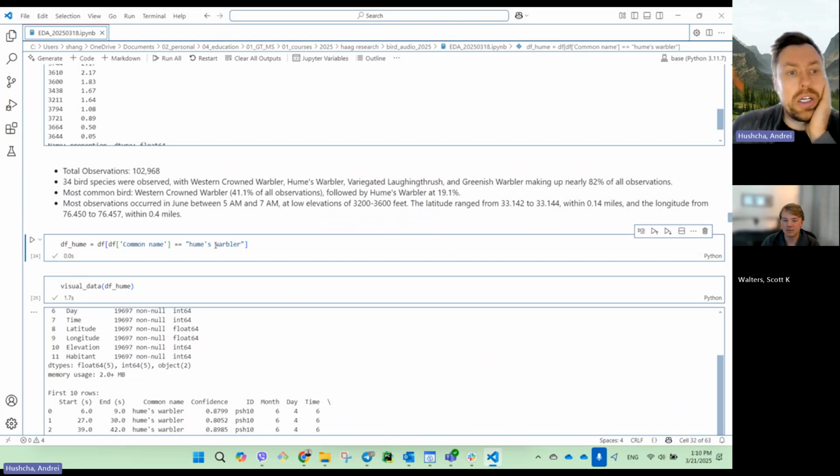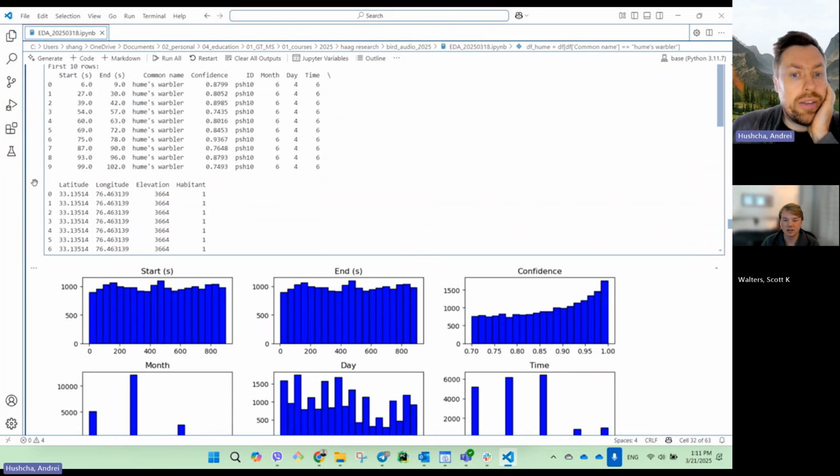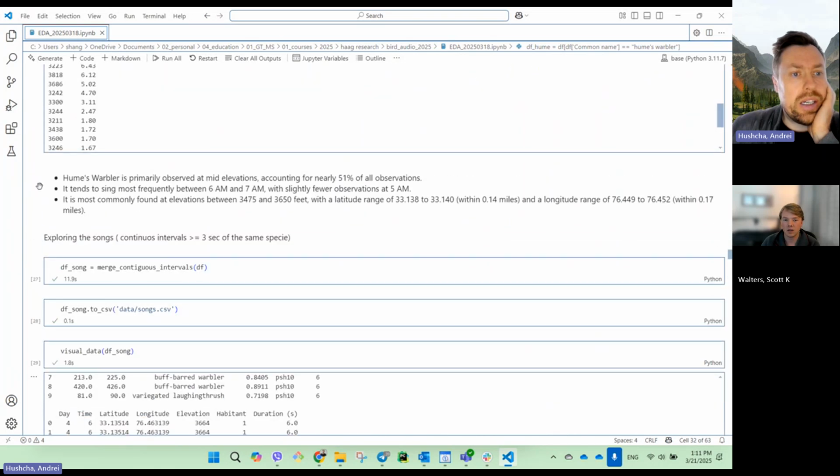We noticed that most observations happened in June between 5 and 7 a.m., at low elevations from 320 to 3,600 feet. The longitude and latitude span basically within a fraction of a mile, so it's a very small area. And that's for all birds; now the Humes only.